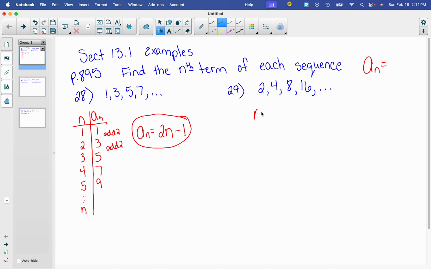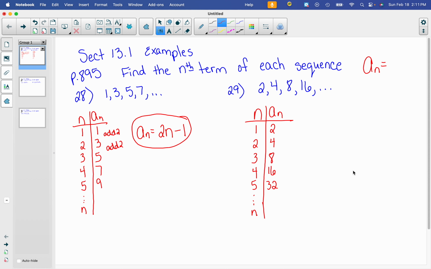On this one, I'm going to do the same thing. I'm going to have n and a sub n. n are counting numbers, and we're going to end with an n because that's our expression. So we have 2, 4, 8, 16. You probably can guess what would be next, because look what's happening. I'm multiplying 2 times 2 to get 4, and then times 2 again to get 8, and times 2 again to get 16. So we know this is going to be 32 because I multiply by 2 again.